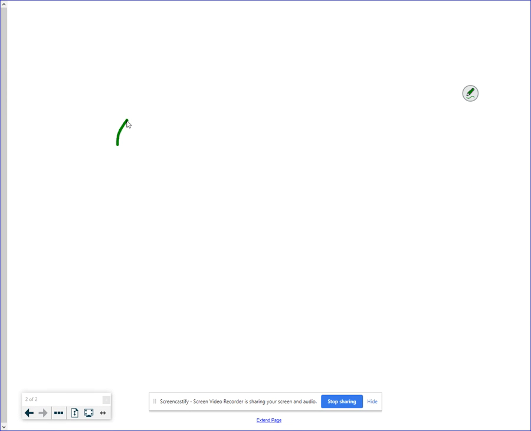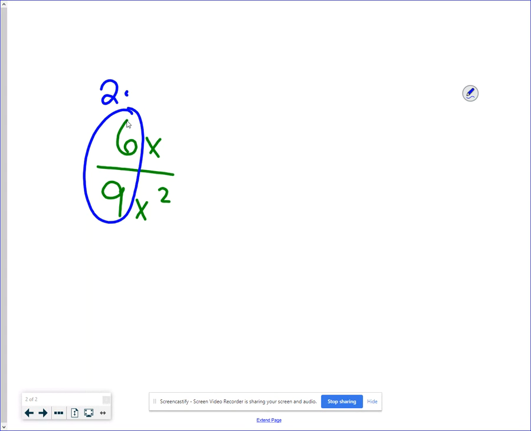Let's look at 6x over 9x squared. I like to just do the numbers separate and then do the letters. If we look at the numbers 6 and 9, do they have any common factors? 3. Because 6 is the same as 2 times 3, and 9 is 3 times 3. So we can mark out one of the 3's, and we'll end up with 2/3.